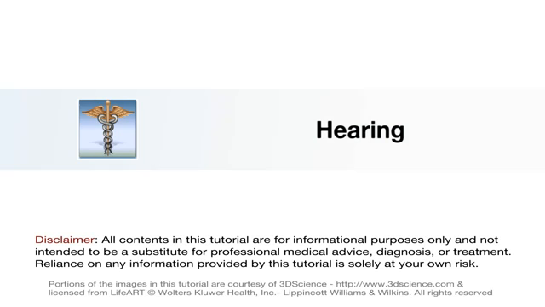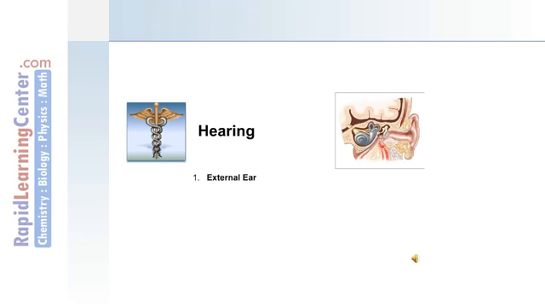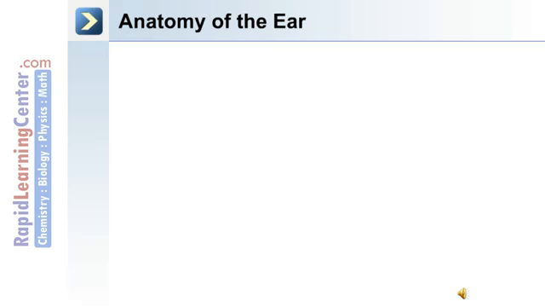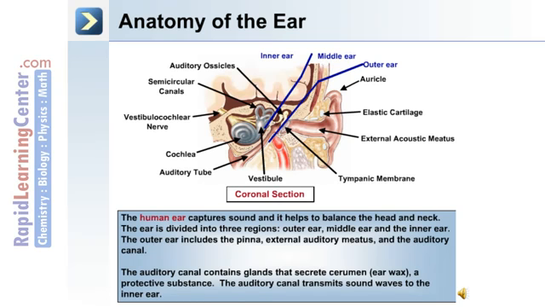The next special sense we'll discuss is hearing, including the anatomy of the external ear, the middle ear, and the inner ear. The anatomy of the ear. The human ear is designed to capture sound waves from our environment. It also functions to help balance the head and neck.